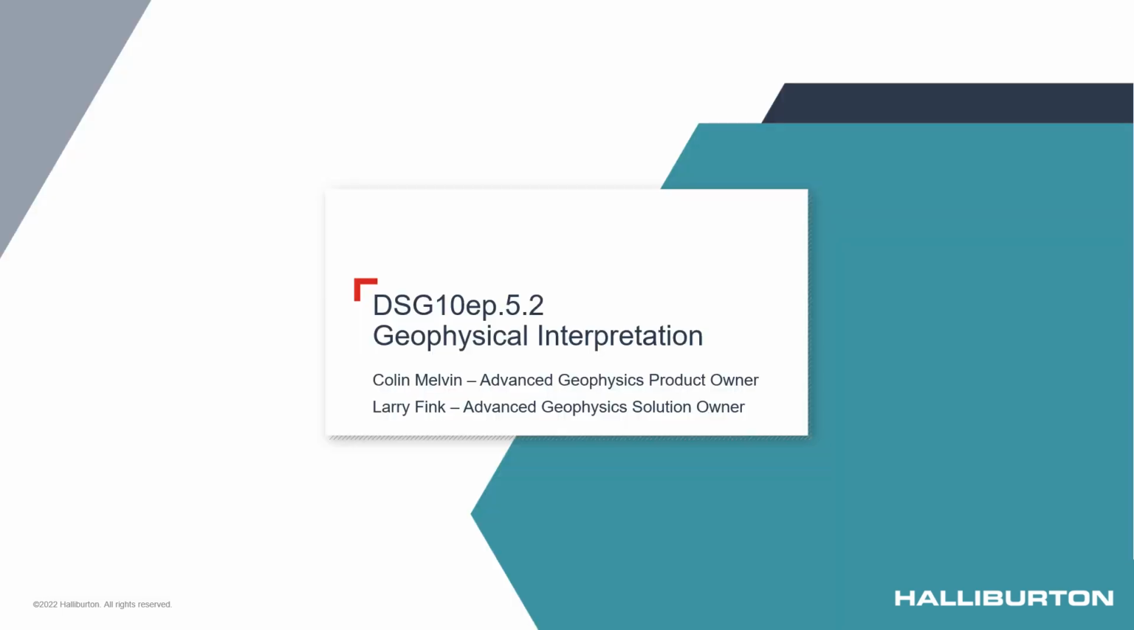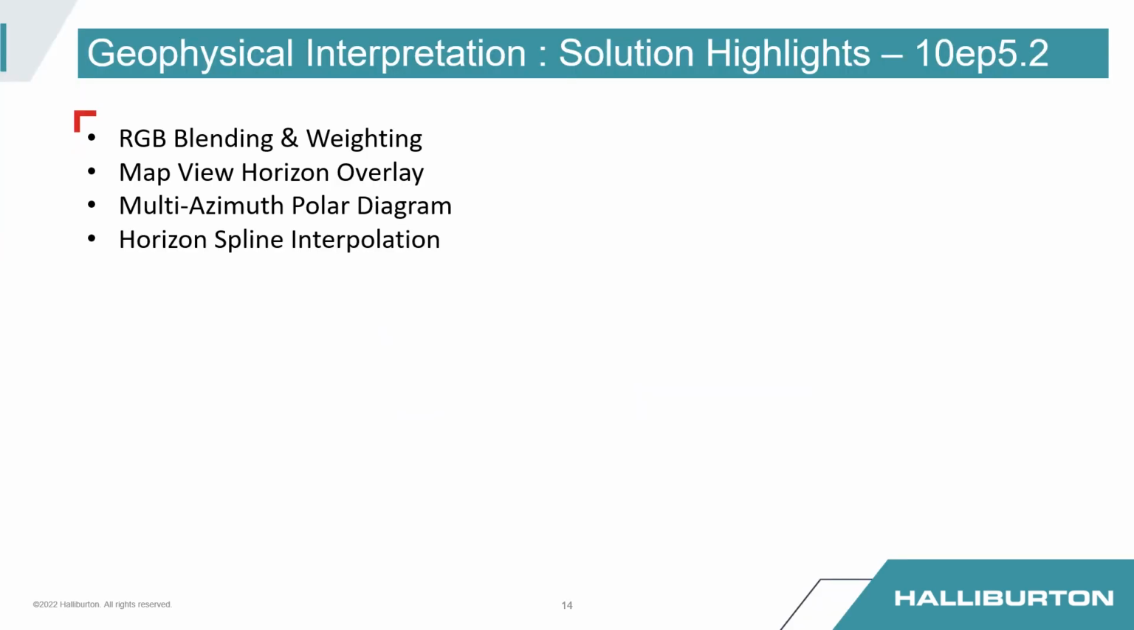DSG 10ep5.2 Geophysical Interpretation introduces new functionality in attribute displays and horizon interpretation. Let's take a look at them. DSG Geophysical Interpretation introduces four new features, which are balancing controls for the cube view RGB blending, extending the horizon overlay to the map editor, a polar diagram for multi-azimuth data, and a spline interpolation option for interpreting horizons.